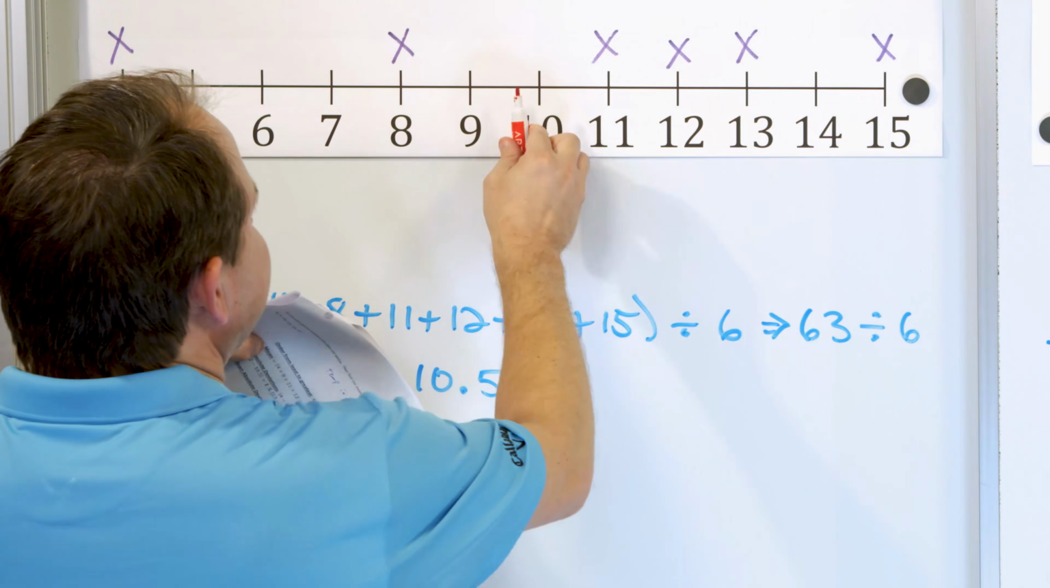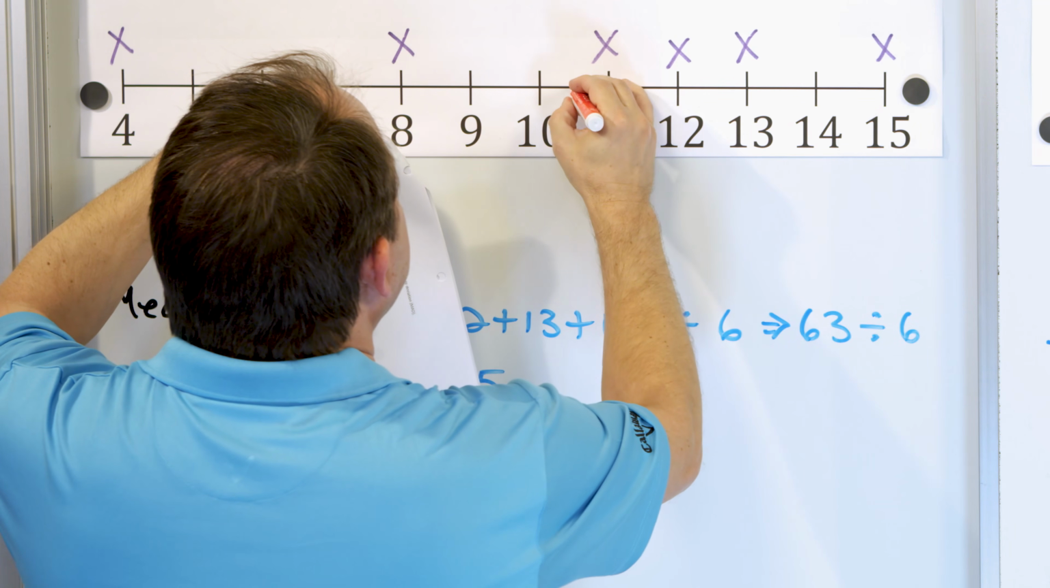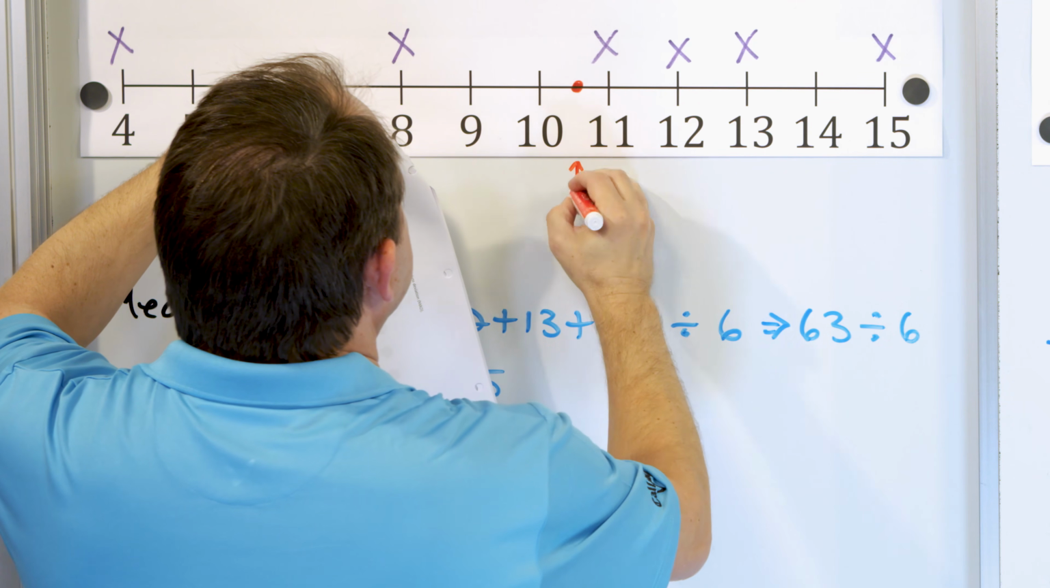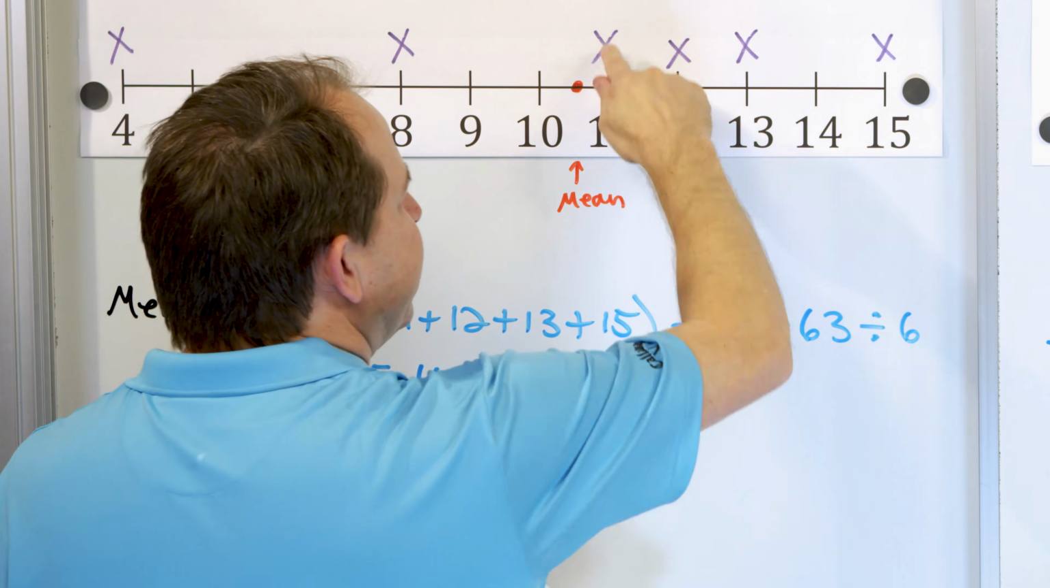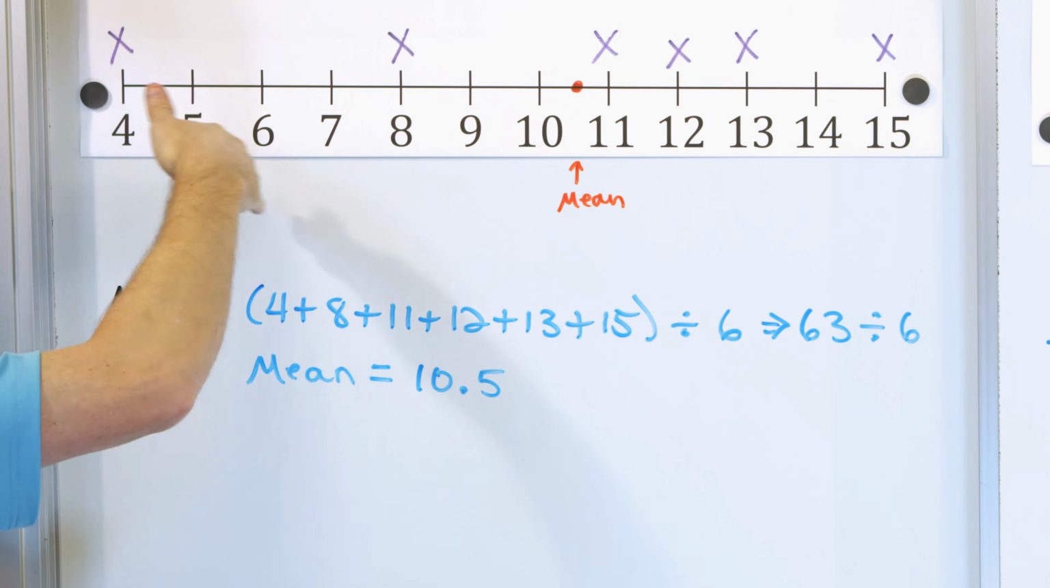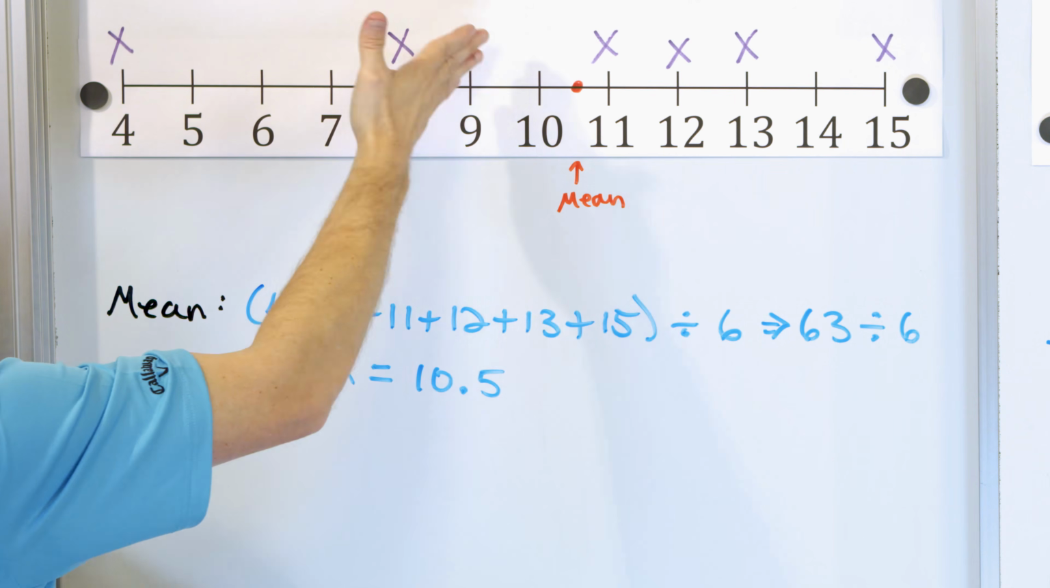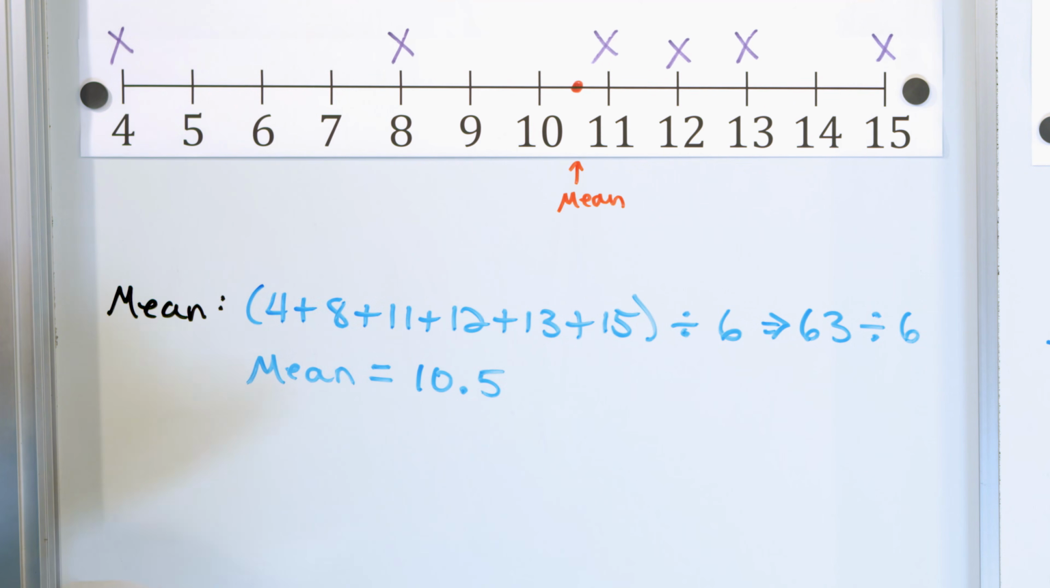Now what does this actually mean? We go over here to 10. Here's 10 and 11. 10.5 is right in the middle, and we're just going to say this is the mean. Now, some of this data is going to be above the mean. You see, most of it actually is. Some of this data is below the mean. You see, we have fewer points, but they're farther apart. That's why it pulled the mean down a little bit. So the mean, nevertheless, is at 10.5.